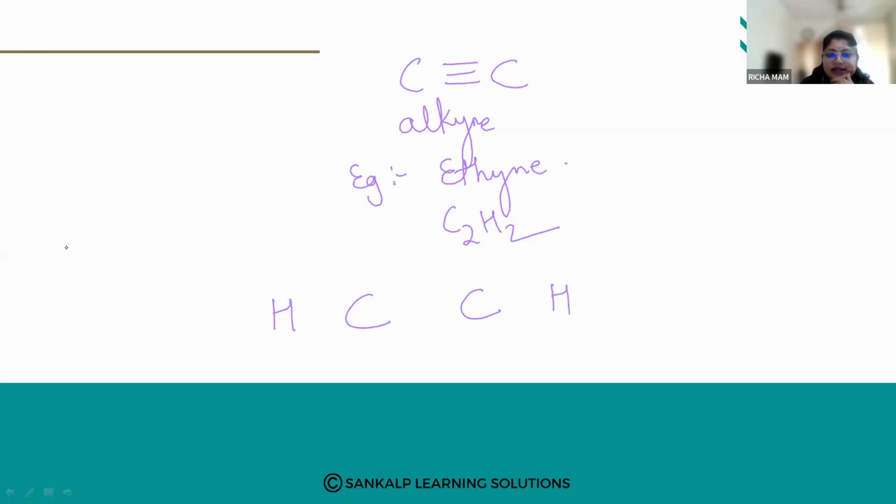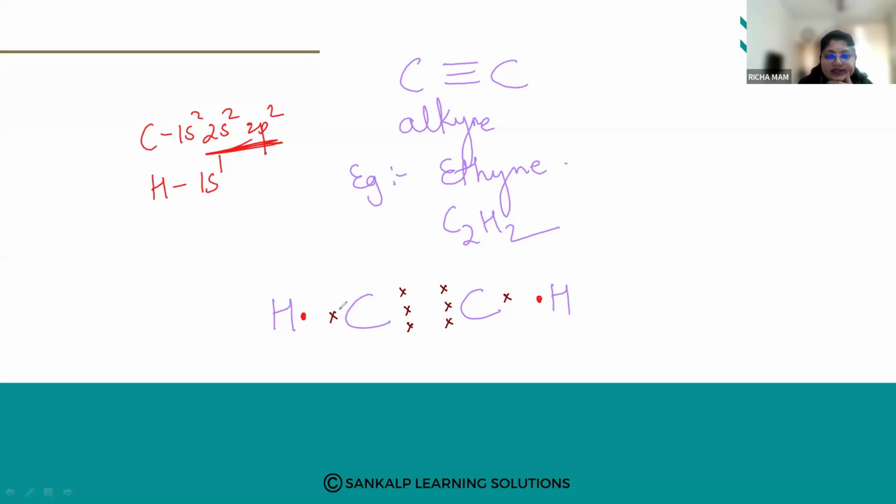Now let us write the electrons. There are two hydrogens, each hydrogen will give one electron; the outermost electronic configuration is 1s1. Carbon has 1s2, 2s2, and 2p2, so it has 4 electrons. Let us write 4 electrons: 1, 2, 3, 4 on each carbon. Right, 4 electrons are shared.